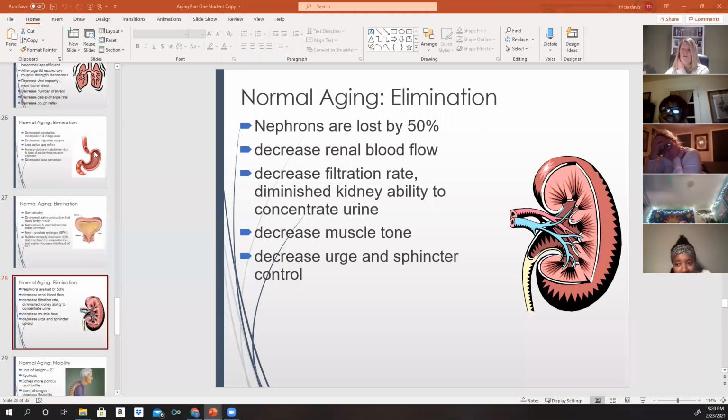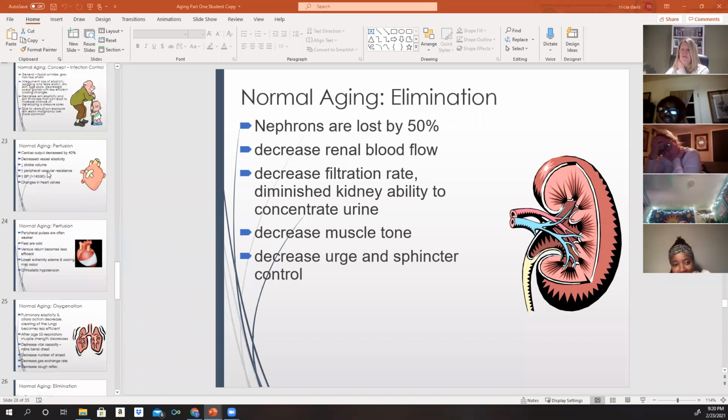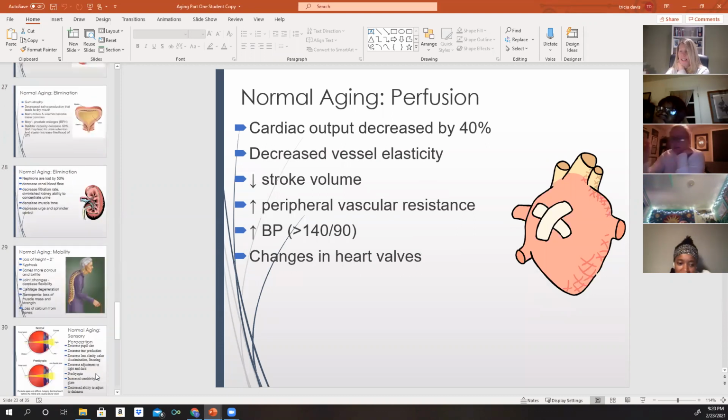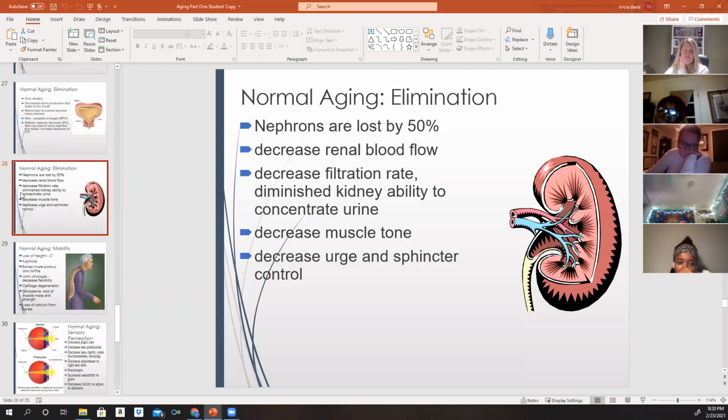Yes. So perfusion, decreased cardiac output, right? Decreased stroke volume, increased vascular resistance. We're not getting enough blood out to perfuse the body. It's not perfusing any of our organs either, right? So in turn, we have a decreased filtration rate and decreased kidney ability to concentrate the urine. We have decreased muscle tone, decreased urge and sphincter control, which means you're going to have dribbling and incontinence issues.